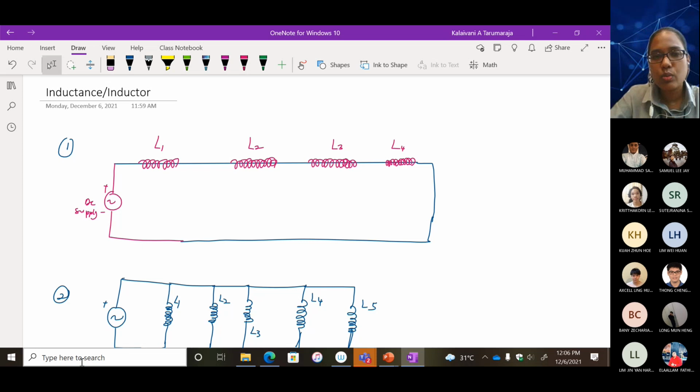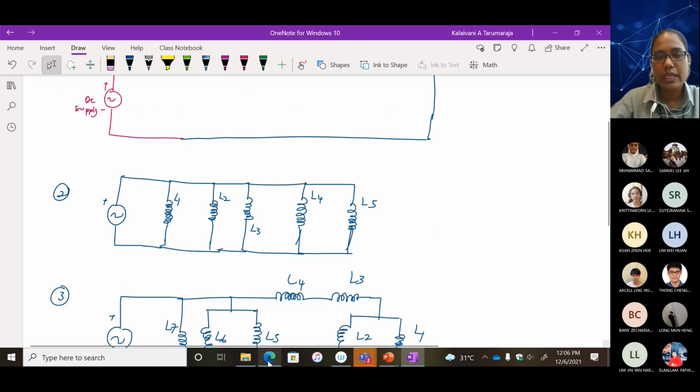When you have L1, L2, L3, based on the figure you have a few L's. What's the equation we need to use in case I ask you to calculate the total inductance? Use the formula LT equals L1 plus L2 plus L3 plus L4. Thanks for the answer. Let's go on, because I will come back to number 1 again later.